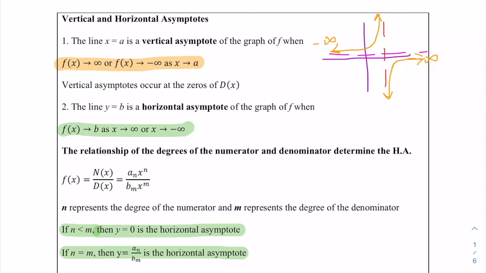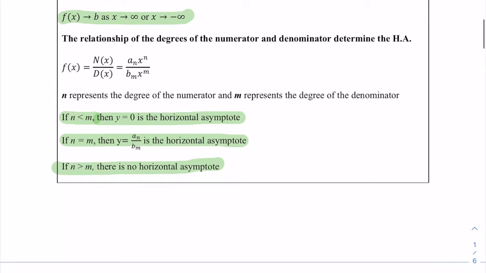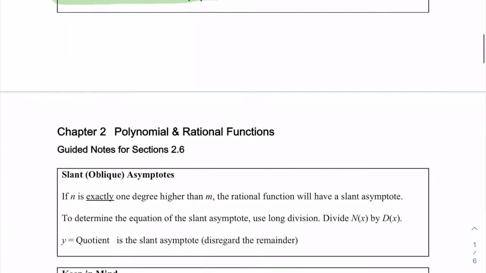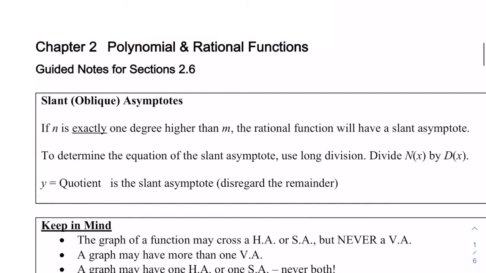Now, if the degree in the numerator is bigger than the degree in the denominator, there will be no horizontal asymptote. There may be a vertical, but not a horizontal. When the degree is exactly 1 degree higher in the numerator, there will actually be a slant asymptote. You could also say oblique asymptote.